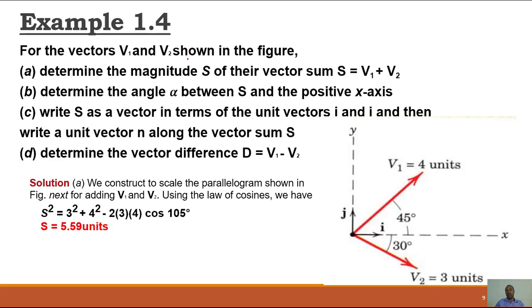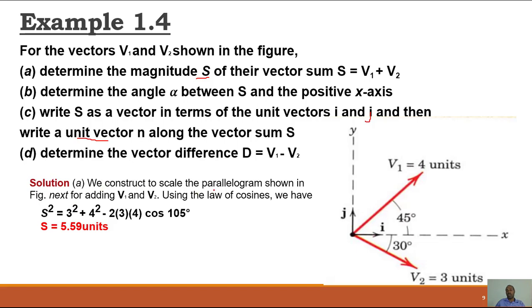For the vectors b1 and b2 shown in the figure, determine the magnitude S, or just the sum of their vectors, which is b1 plus b2. You have b1 and b2 with this angle measurement, 30 degrees and 45 degrees. Then determine the angle alpha between the vector sum and the positive x-axis. Again, write S as a vector in terms of the unit vectors i and j. Then write a unit vector n along the vector sum, which is b1 plus b2. Then let us see the solution.